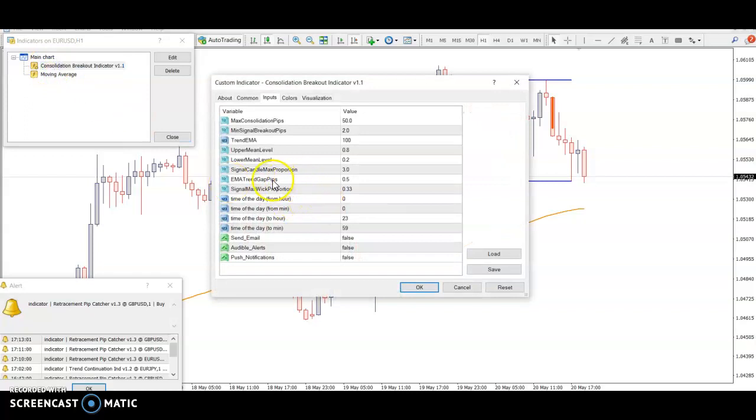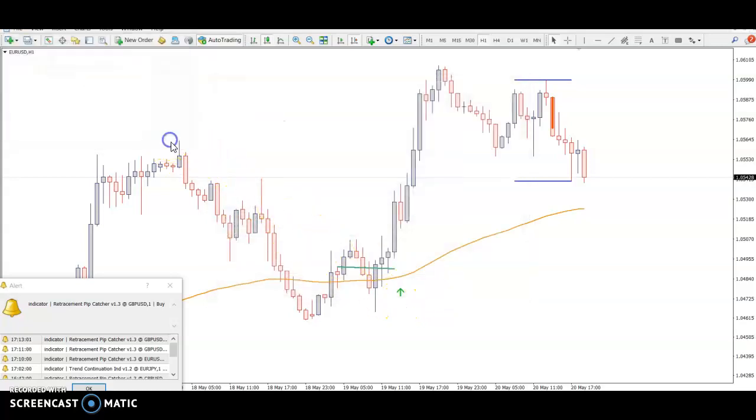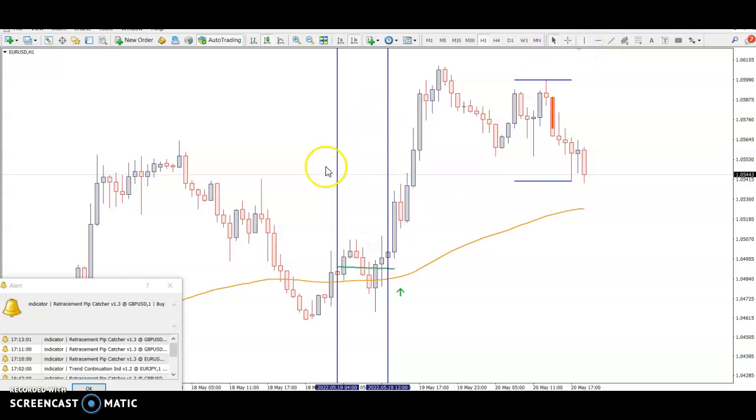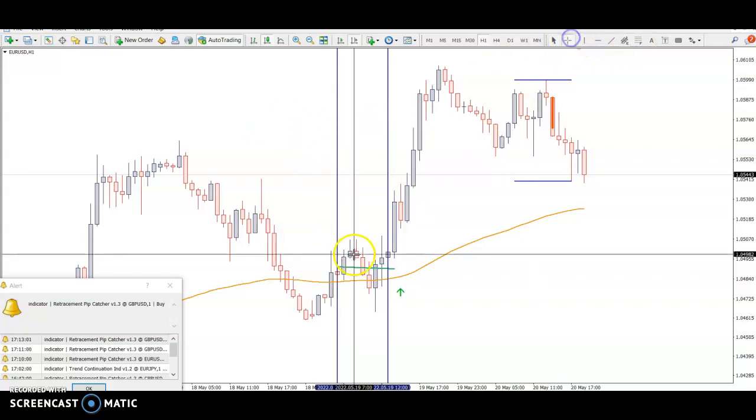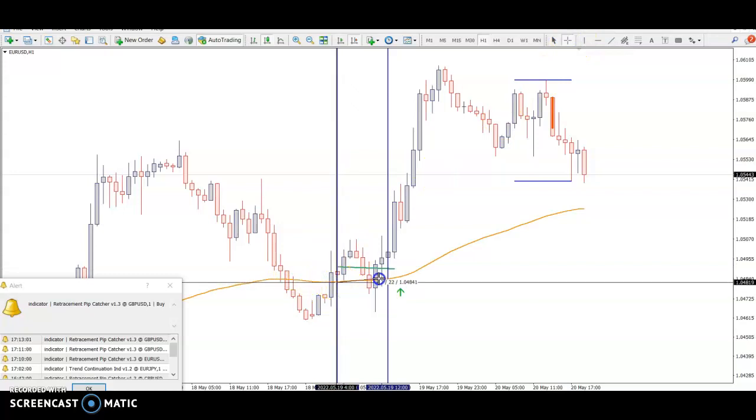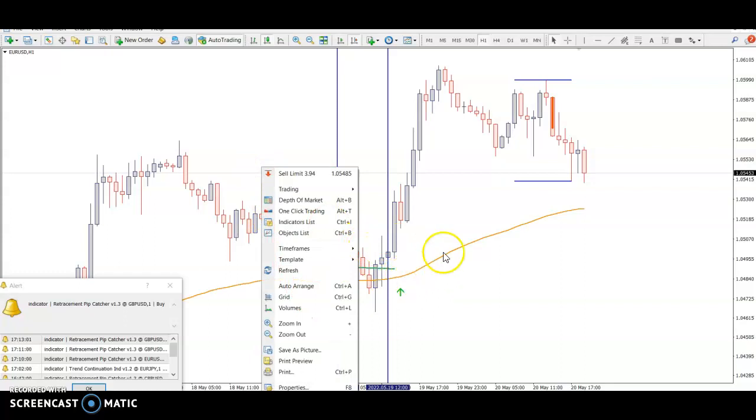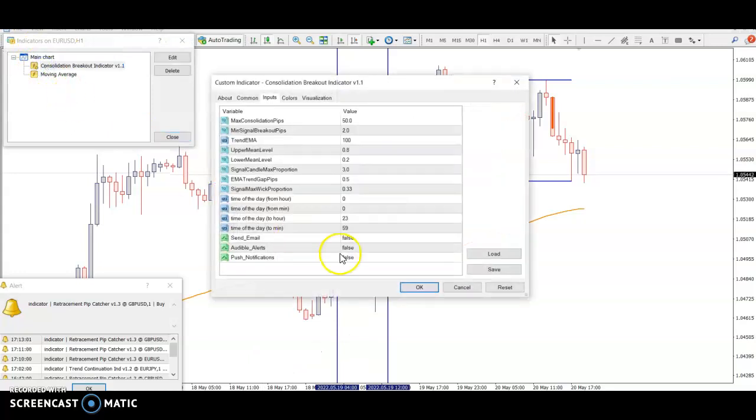Okay, where are we now? Trend gap pips. This is purely, if we just mark, let's say there's the beginning of the consolidation, there's the end, and here's the EMA, started here, ended up there. It's moved about 2.5 pips in the direction that we wanted it to. Obviously, the more pips it moves, the stronger the trend. And here we've said if it moves more than half a pip, which is my setting for M1, then show us a signal.